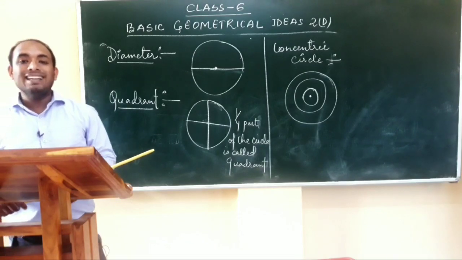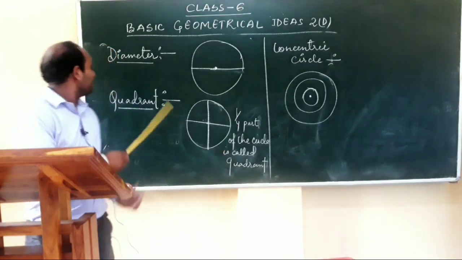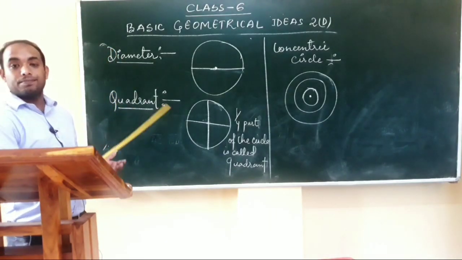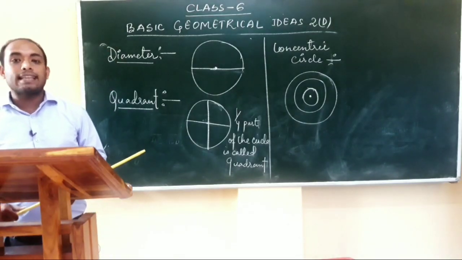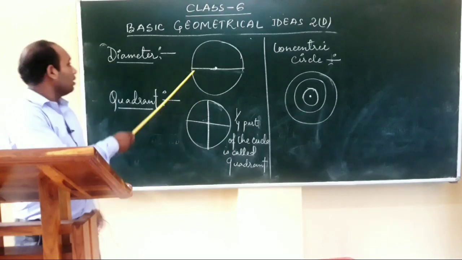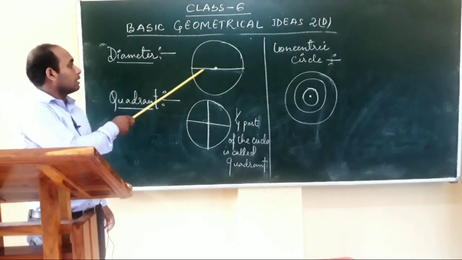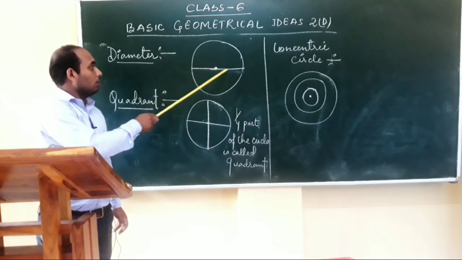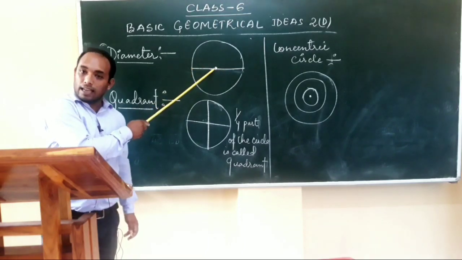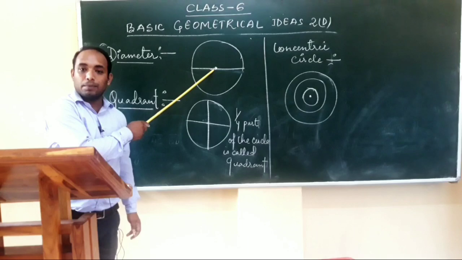Now we will learn about the diameter. What is the diameter? The chord that passes through the center of the circle is called the diameter. You can see this is a circle. It is a chord that passes through the center of the circle. It's called the diameter.